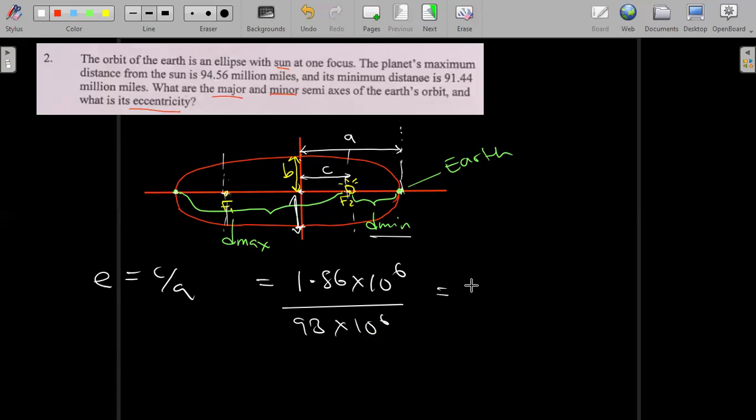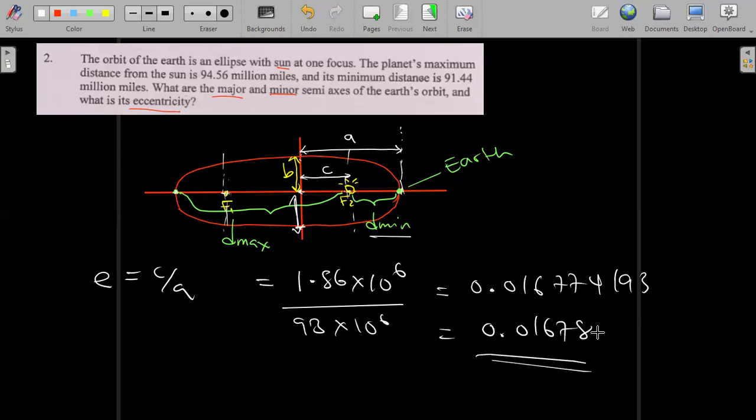And what you get is 0.016774193. Then I can round this off to 0.016718, like that. So this is going to be my eccentricity. From this, I've gotten that my eccentricity is between 1 and 0, so this confirms that this is an ellipse. For an ellipse, it's always between 0 and 1.